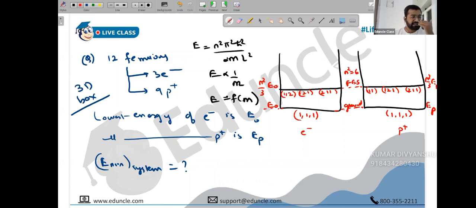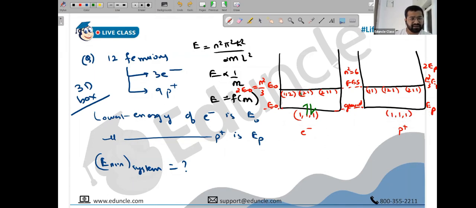I hope you remember, as the excited state increases, energy becomes n square by 3 for 3D, n square by 2 for 2D, and n square for 1D. Since n square is 6 here, 6 by 3 times E naught is basically 2 E naught. Here the energy becomes 2 E naught, and here it becomes 2 EP. I hope you are with me until here. You can always tell me to repeat. So we have 3 electrons, 3 fermions. 2 fermions will be in the ground state, and 1 fermion will be in the excited state.